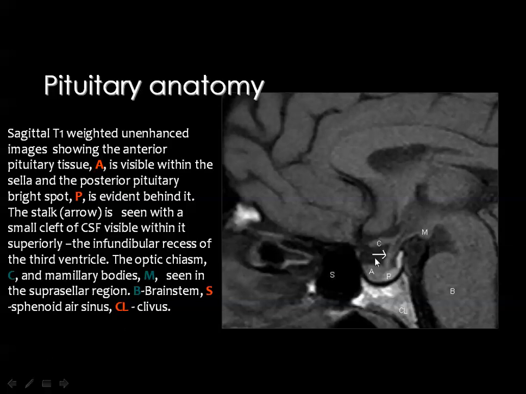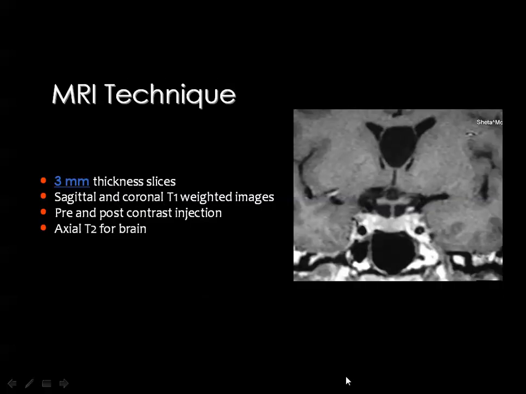Then you can see here some of the CSF inside the pituitary fossa. This is the sellar floor, and this is the dorsum sellae, and you can appreciate the difference between the posterior pituitary and the anterior pituitary. Here is once more the region of the clivus, and this is the sphenoid sinus, of course. Then this is the optic chiasm, and this is the mammillary body. I will explain this in full details after that.